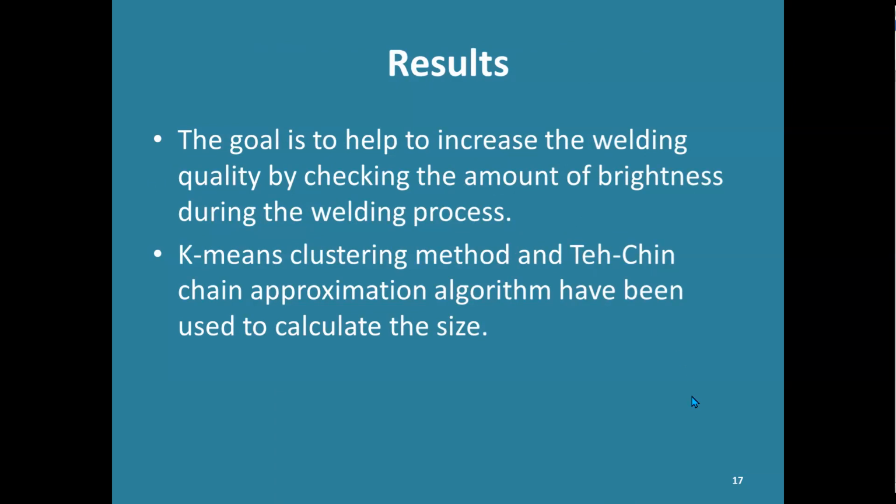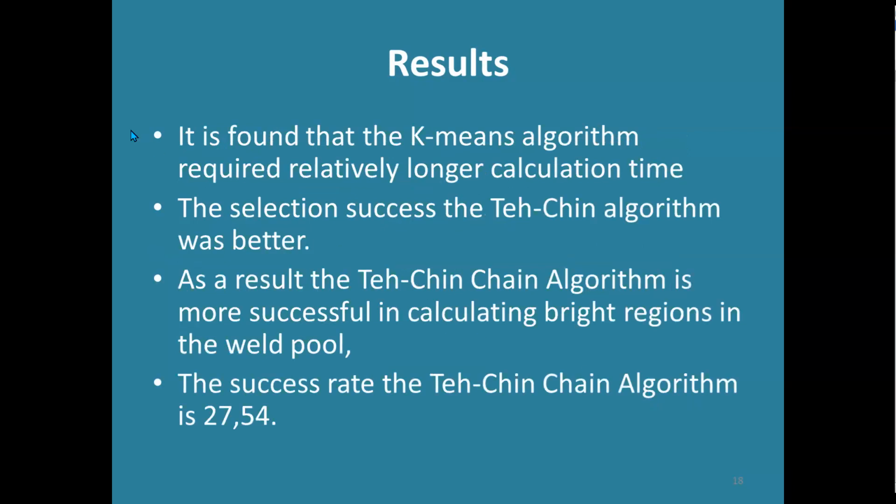K-means clustering method and Techin chain approximation algorithms have been used to calculate the size of this heat region, and we found the K-means algorithm required a relatively longer calculation time, and the selection success of the Techin algorithm was better. As a result, the Techin chain algorithm is more successful in calculating these bright regions in the weld pool. The success rate was 28.54.